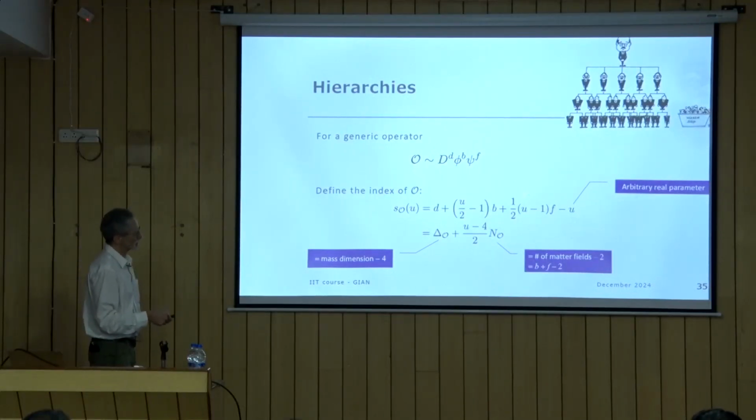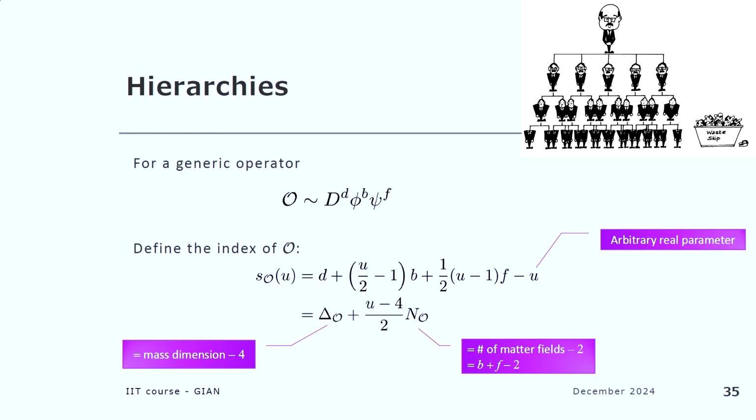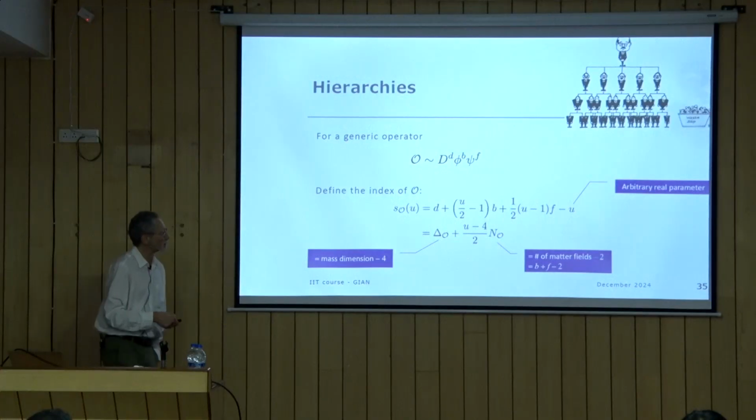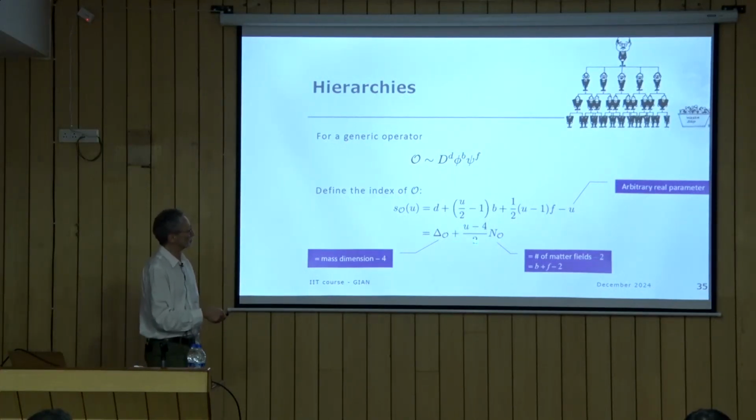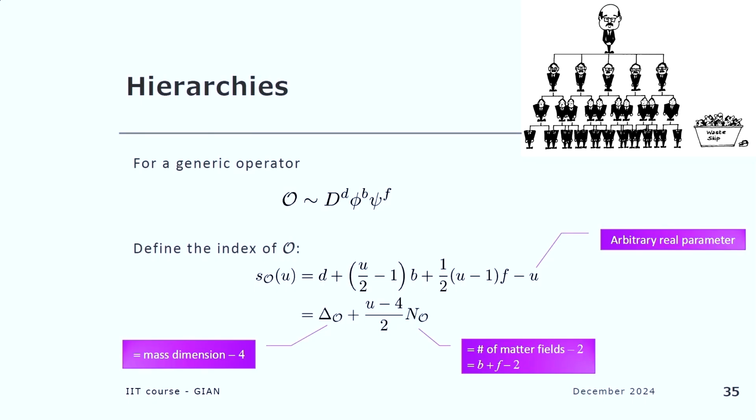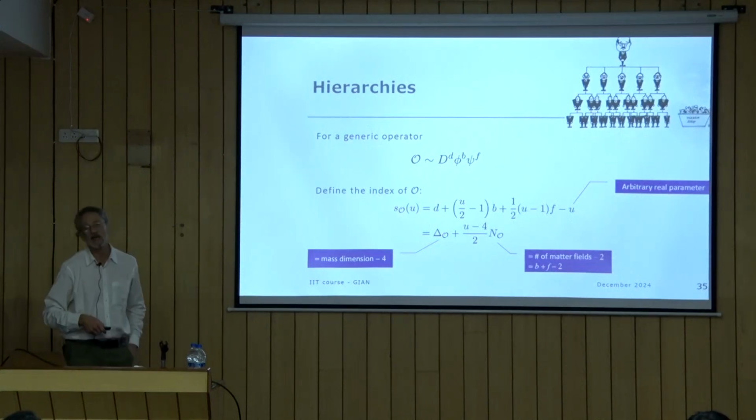You can rewrite this ugly-looking thing into a slightly less ugly-looking thing, like this. It has two terms. The first has no little u in it, it's just delta, the mass dimension of the operator minus 4, which I call delta. And then you add (u minus 4) over 2 times the number of matter fields minus 2, that is, B plus F minus 2, the number of matter fields minus 2. Okay, that's the definition of it. And my job is to try to convince you that this funny and contrived formula has some uses.